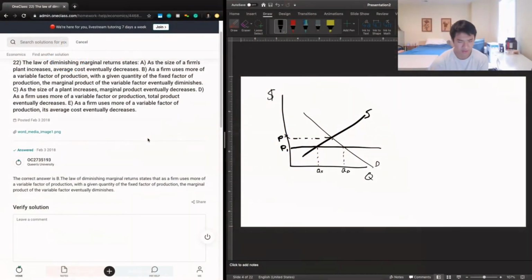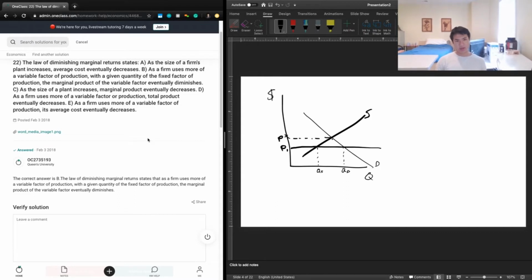Law of diminishing marginal return states that A, as the size of a firm's plant increases, average cost eventually decreases. B says as a firm uses more of a variable factor of production with a given quantity of the fixed factor of production, the marginal product of the variable factor eventually diminishes. C says as the size of a plant increases, marginal product eventually decreases. D says as a firm uses more of a variable factor of production, total product eventually decreases. And E says as a firm uses more of a variable factor of production, its average cost eventually decreases.